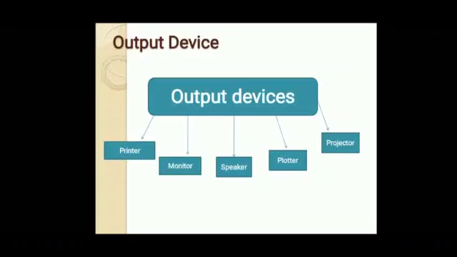Plotter is the same as a printer, but using a plotter we can print big banners. After that, projector. Have you seen a projector? In our school nursery hall there is a projector. We are using the projector. This also works like a monitor. So using all these output devices, what do they do? The output device sends the data outside. That's why it's called an output device.